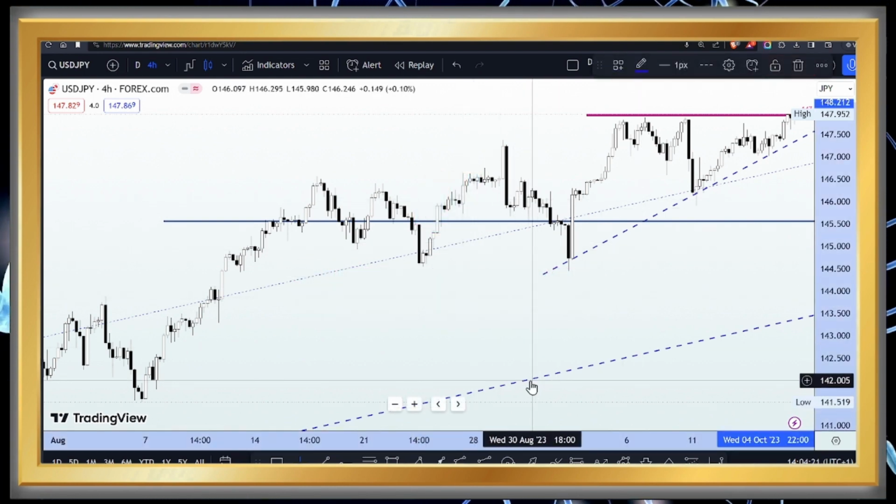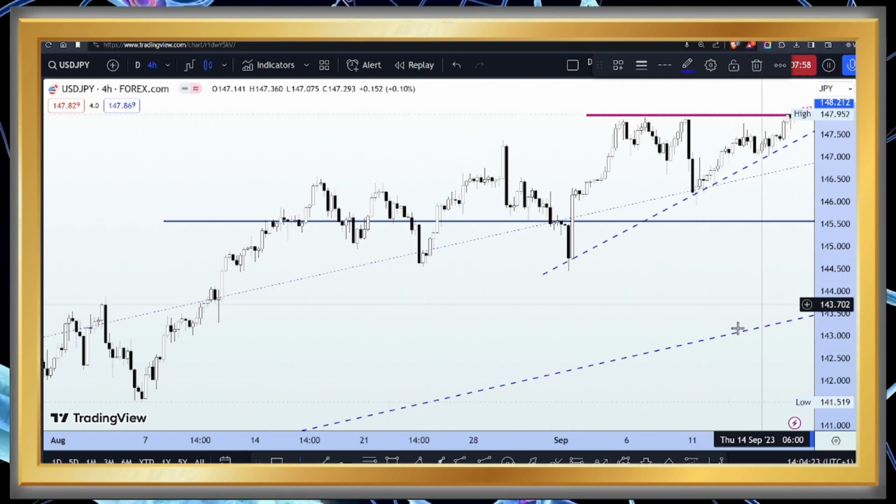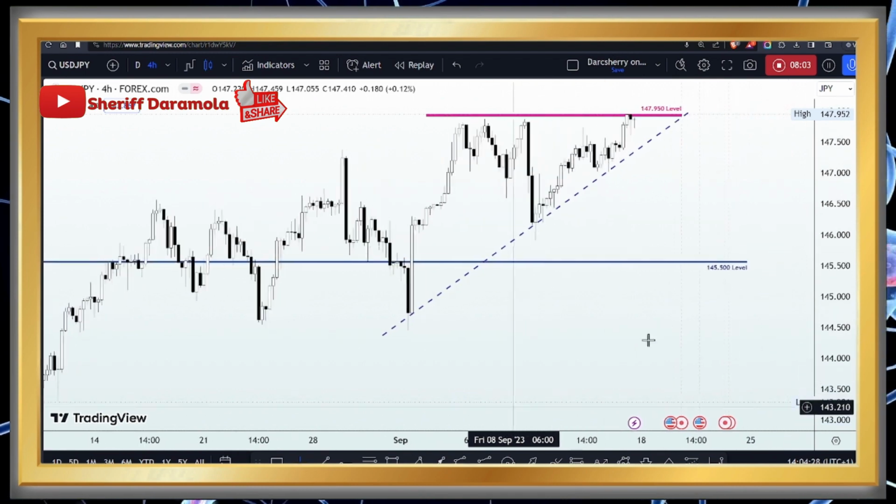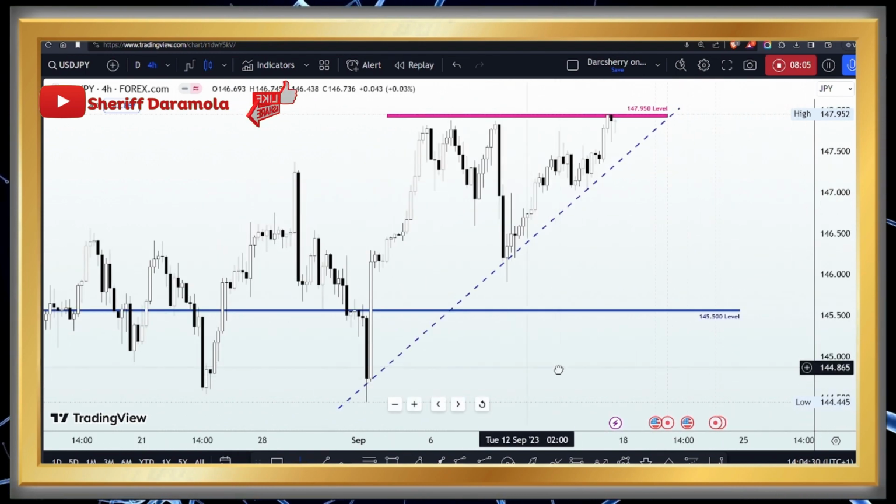So I would like to hide this one so that we can have a clean chart here. Okay, now this is what I was able to spot on the 4 hours time frame.